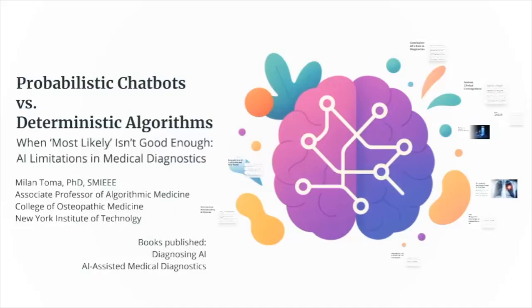My core message is simple. Medicine is too important and too complex to rely on probability alone. Deterministic models can be rigorously tested, validated, and trusted. Probabilistic chatbots cannot replace clinical judgment, and to be fair, they were never designed to.